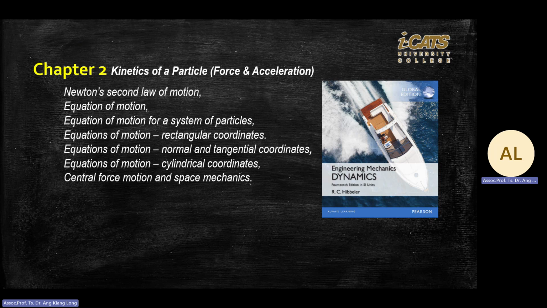Okay. Now chapter 2 is actually a very short chapter. We'll go through three coordinate systems. We'll use rectangular coordinates, meaning x and y, and then we will go through the normal-tangent direction. Normal-tangent means we focus on the object. And we'll go through cylindrical coordinates, meaning r and theta. And central force motion, space mechanics. We don't go into space mechanics, but we'll go to central force motion, meaning centrifugal force.